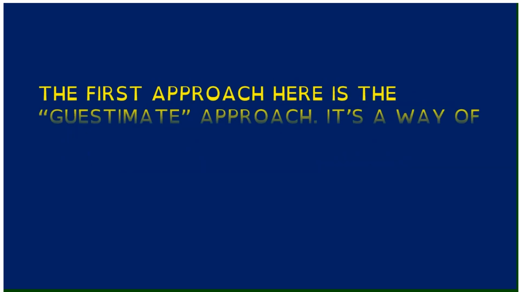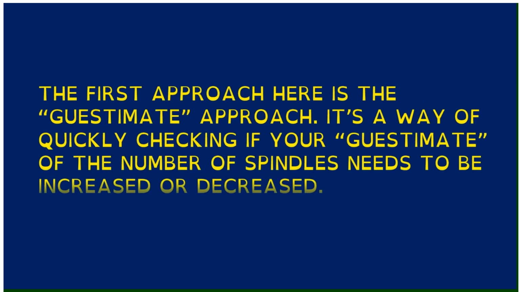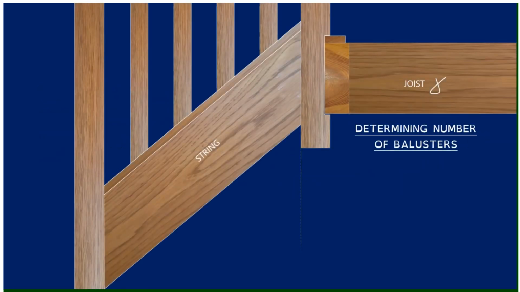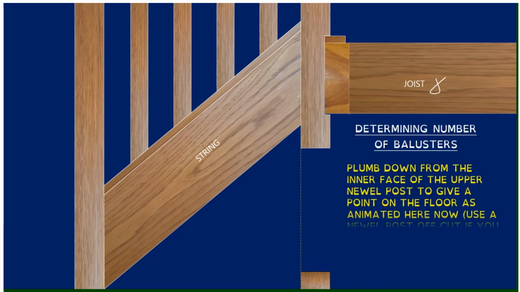We'll get into it here now. The first approach is what I call a guesstimate approach. A rough guess would be for every full tread on the stairs, figure out approximately 2 spindles. In this case, we're just going to guess 4. So here you see the upper newel post. We plumb down the inner face of the upper newel post to get a point on the floor.